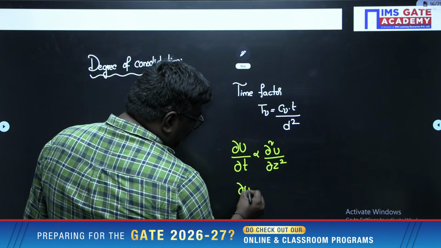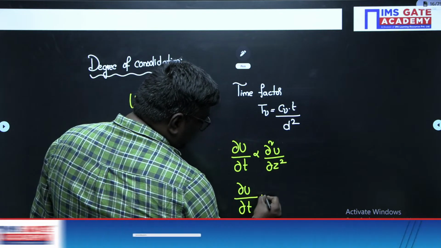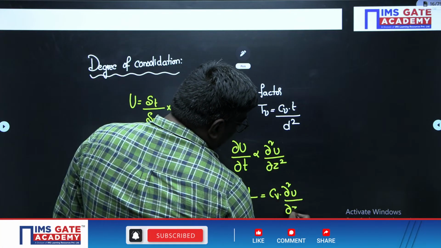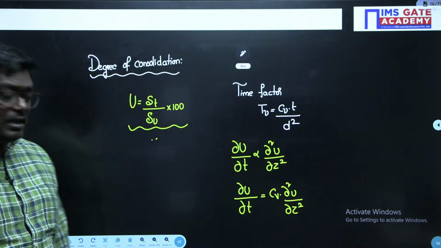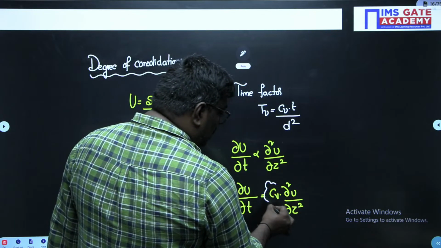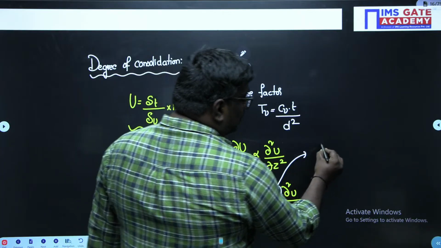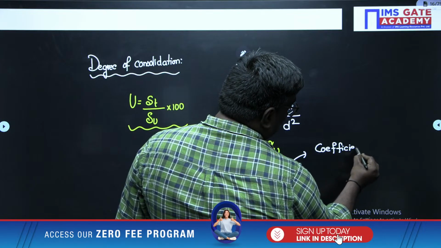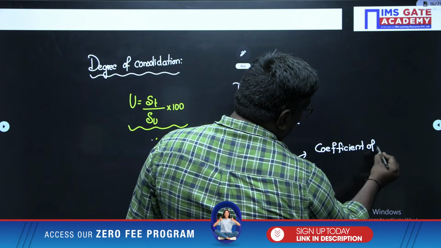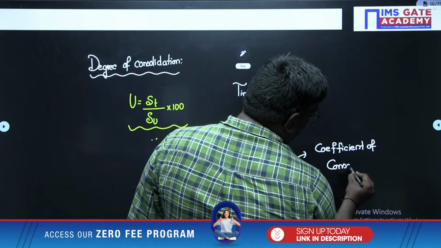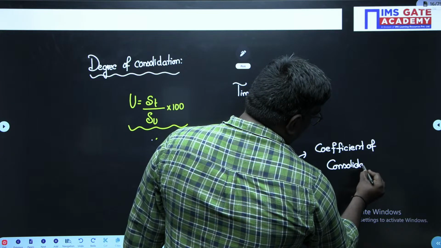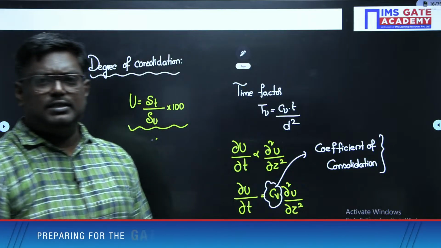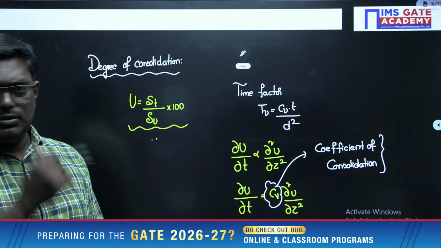So, in this case, what we have derived is dou U by dou T can be written as CV into dou square U by dou Z square, where Z is the depth and T is the time. Here, my dear students, the CV is nothing but the coefficient of consolidation. What is CV here? CV is nothing but the coefficient of consolidation.